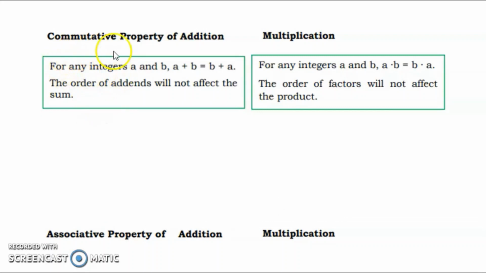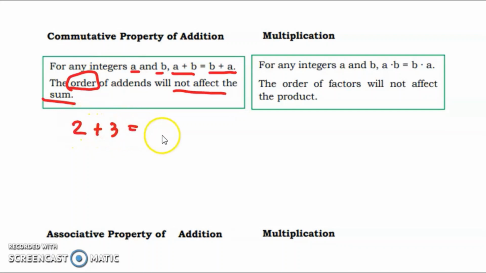Okay, now, commutative property of addition. For any integers a and b, a plus b is equal to b plus a. The order of the addends will not affect the sum. Okay, so kahit daw anong order, hindi siya maaapektuhan. Yung sum ay hindi maaapektuhan. Equal pa rin sila. For example, if I have here 2 plus 3 equals blank.